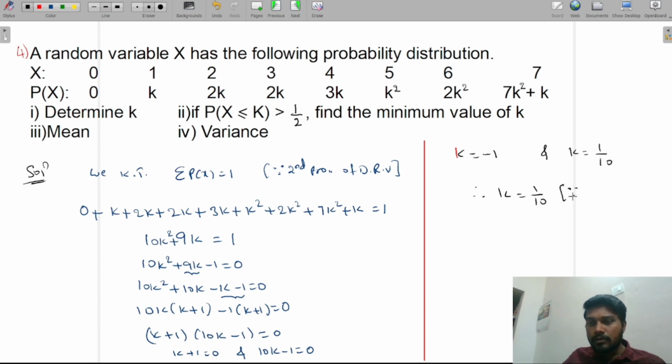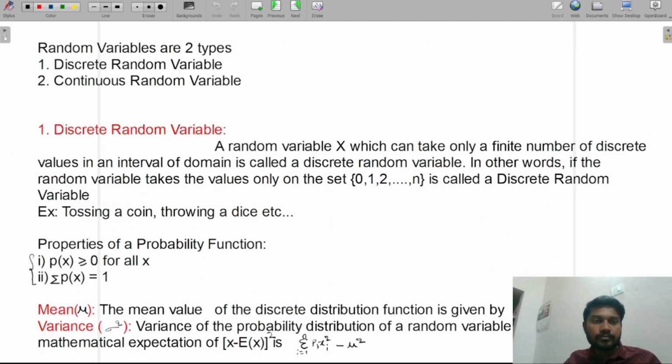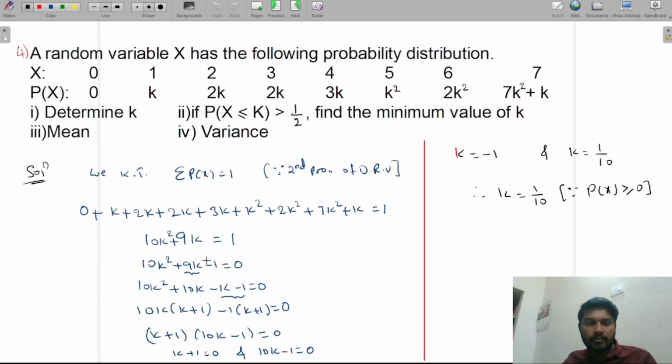What is the reason for the correct answer? Since P of x is greater than or equal to 0. Let me show you the probabilities we have. This is the first condition of a discrete random variable: P of x greater than or equal to 0. It should be satisfied, and it is satisfied. So k equal to 1 by 10, I got it. This is the first question. Now coming to the second question.